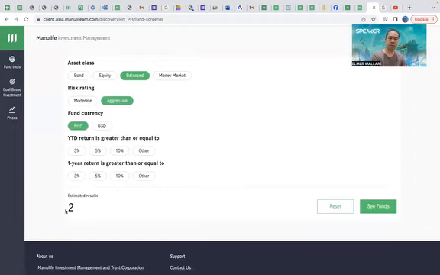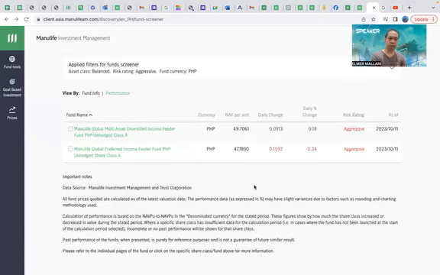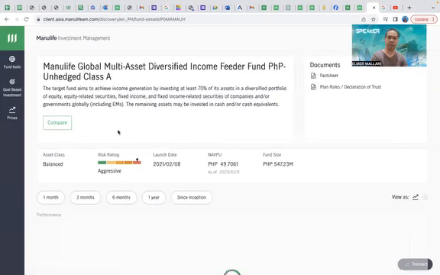So there are two results here, investment funds. Let's see the funds. The two funds are the Global Multi-Asset Diversified Income Feeder Fund and the Global Preferred Income Feeder Fund. So let's check the Global Multi-Asset Diversified Income. Again, if the fund has income in its fund name, that particular fund is an income paying fund. So let's click on the multi-asset diversified income feeder fund.